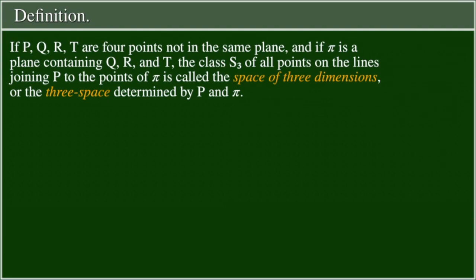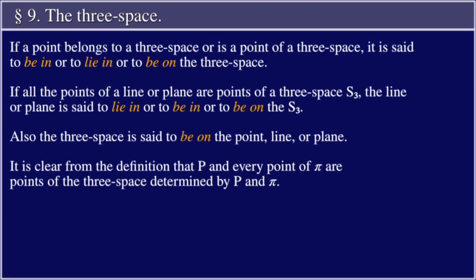Definition: if P, Q, R, and T are 4 points not in the same plane, and if pi is a plane containing Q, R, and T, the class S3 of all points on the lines joining P to the points of pi is called the space of 3 dimensions, or the three space determined by P and pi. If a point belongs to a three space or is a point of a three space, it is said to be in, or to lie in, or to be on the three space.